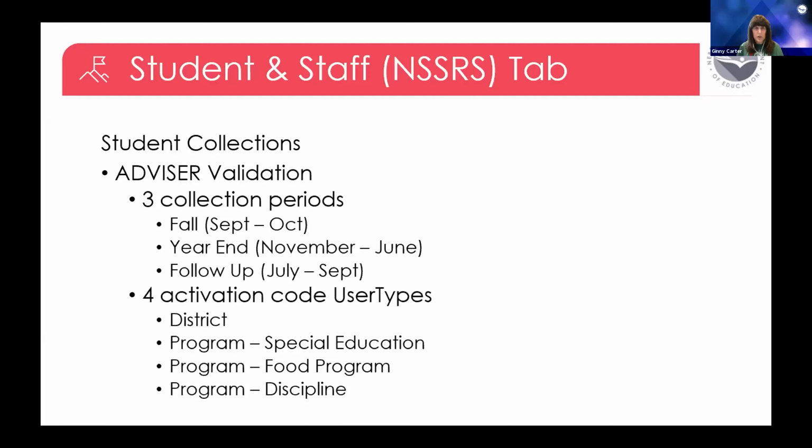There are 4 activation codes for advisor validation: the district, then you have the 3 programs that are listed there. As district administrator, you would need to have all 4 of these activation codes added to the advisor validation. You add them one at a time. For your staff, not all of your staff would have all 4 of these codes. They would have the district, and then they would have 1 or more of the program records depending on what their position is at your district. And that is your responsibility to provide the appropriate activation codes to your staff for advisor validation.